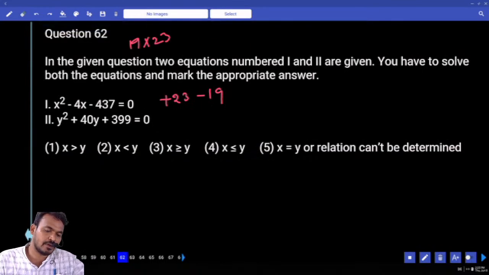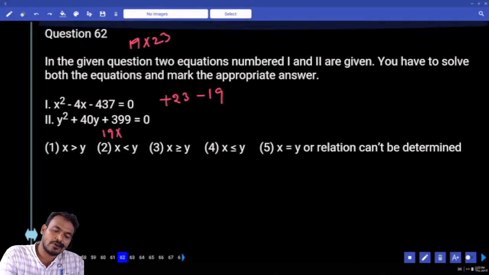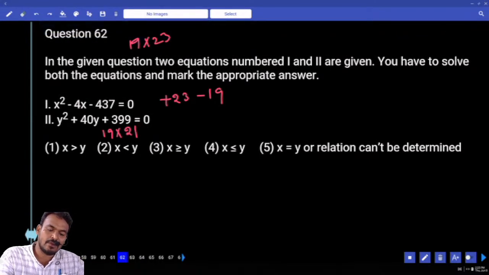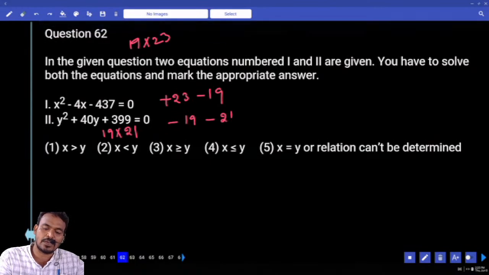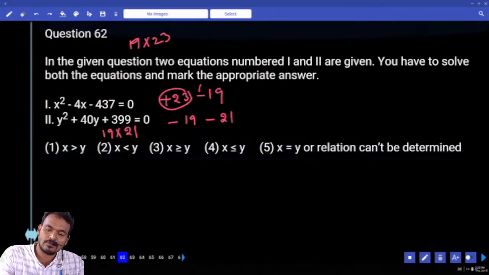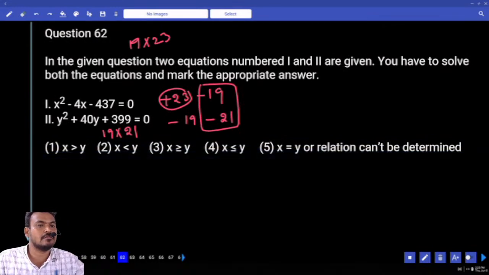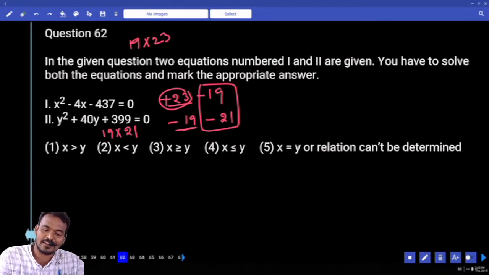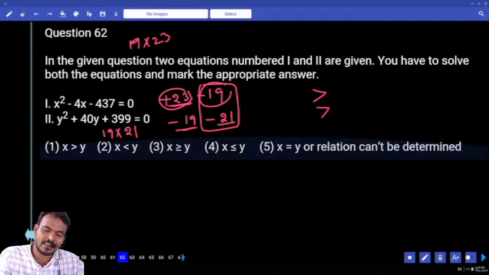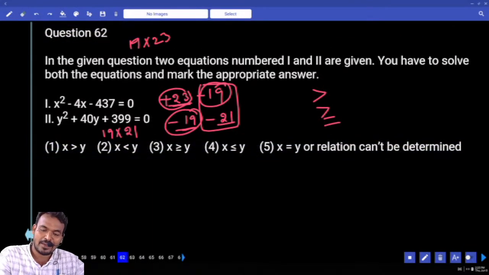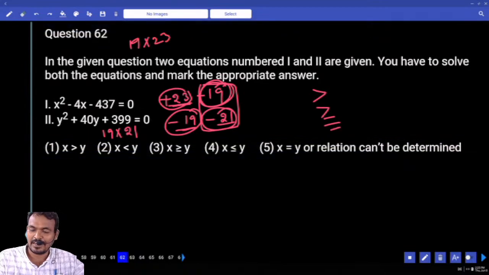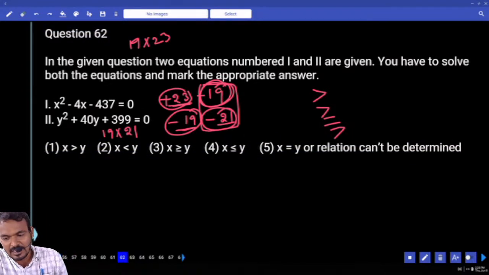Second one, y square plus 40y plus 399. It is 19 how many times? 21 times or not? Then one will be minus 19, another one minus 21. 23 compared to these two values, greater or... sorry, 23 compared to minus 19, greater. 23 compared to minus 21, greater. Minus 19 compared to 19, equal. Minus 19, minus 21, greater. Answer, x is greater than or equal to y.